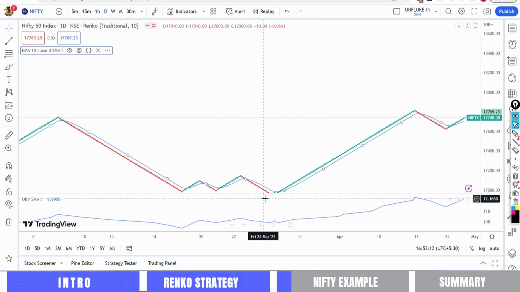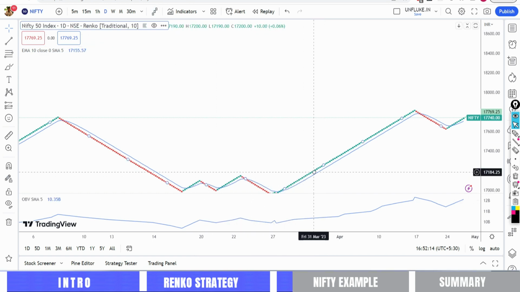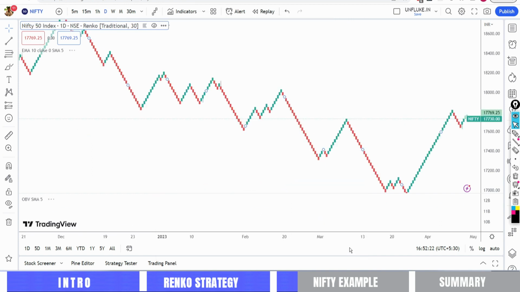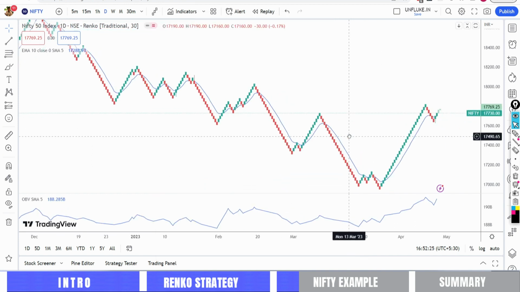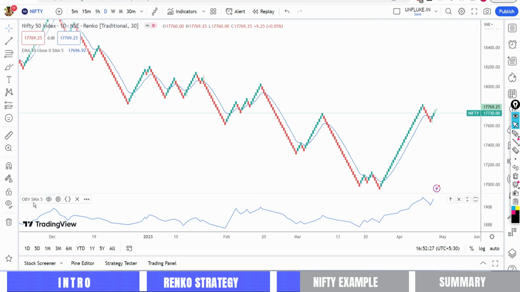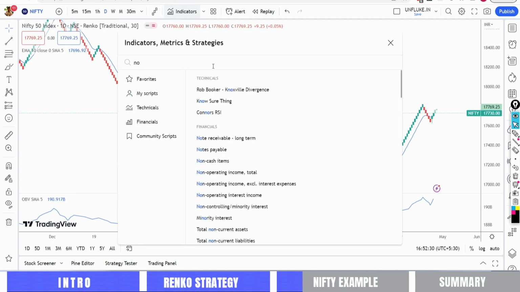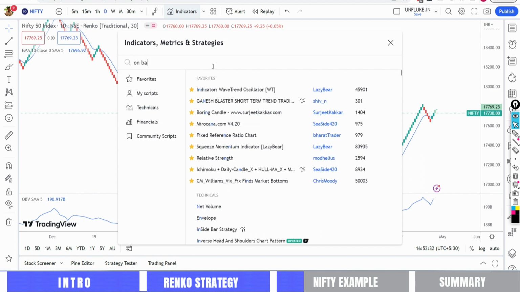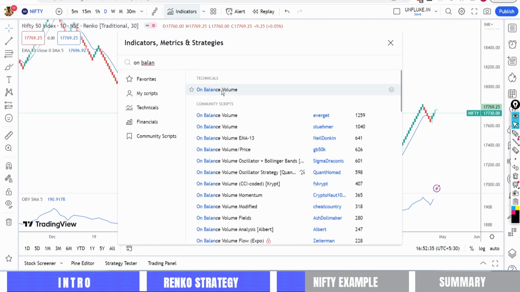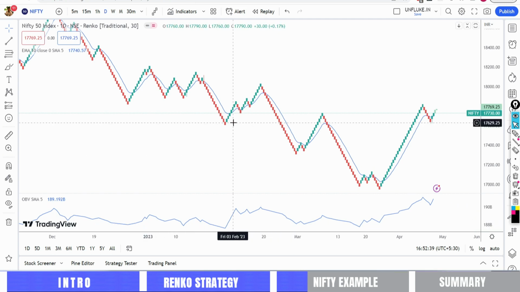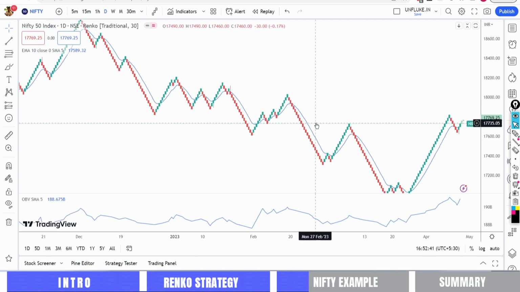Let me also tell you how I will change the settings of this. I'm just double clicking on it and making it traditional, and I'll make the box size around 30 points in Nifty. So I've made it 30. This is how it will look. And I've added the OBV. How do you add the OBV? Just click here on balance volume. And this is the indicator. I have not changed any default settings. So now let's see if we get any trades.